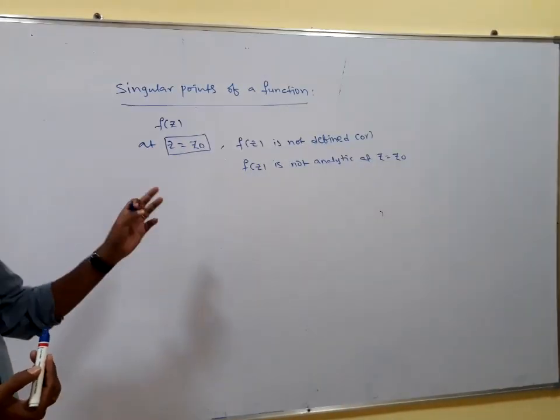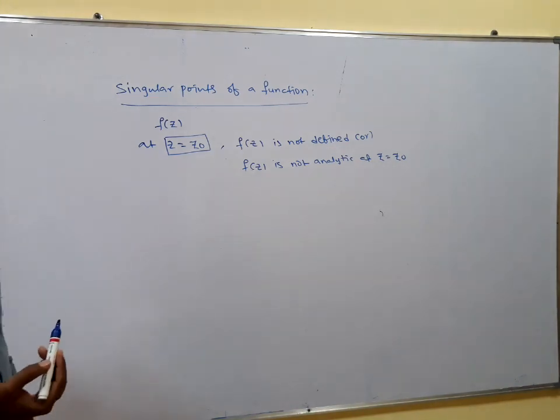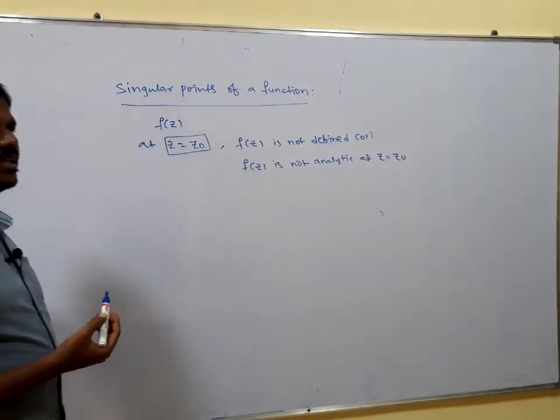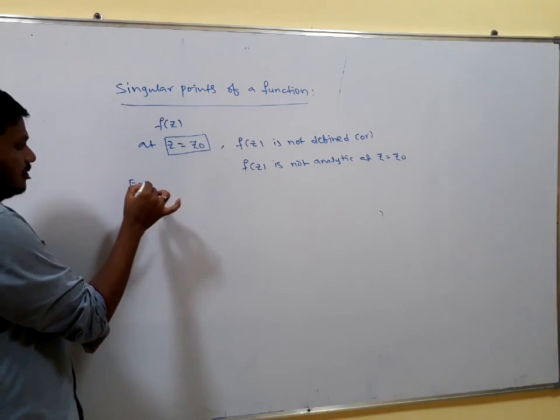This is a very important definition. If a function is not defined at z naught, or the function is not analytic at z naught, then that point is said to be a singular point. Let us take some examples for the singular points.